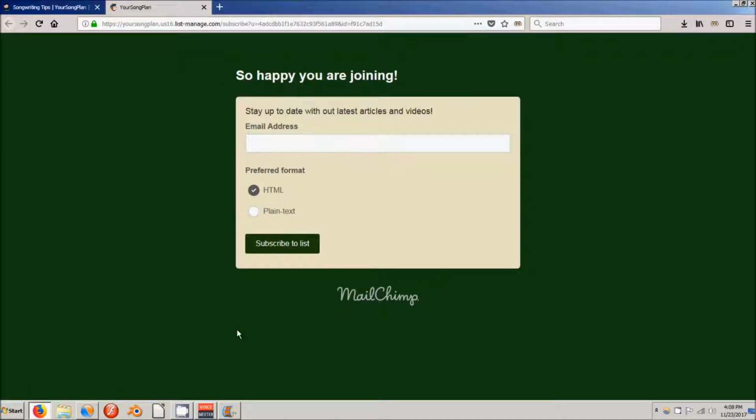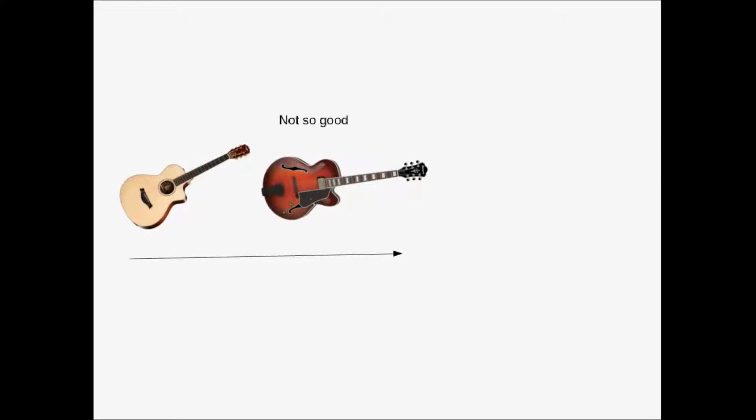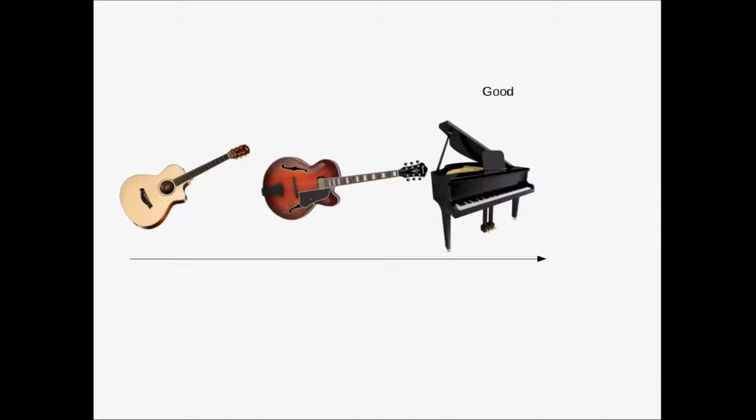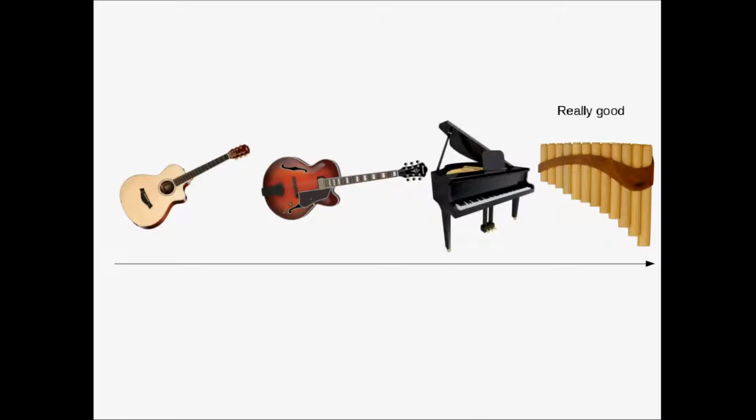Now another way that I use to find the right instruments is this. So let's start with an acoustic guitar. Acoustic guitar sounds like this. So what would sound good with an acoustic guitar? Well, not a jazz guitar, because jazz guitar sounds like this. It's too similar. A piano sounds quite a bit different, would sound quite a bit better. Would sound really good, something that sounds completely different, like these pan flutes.